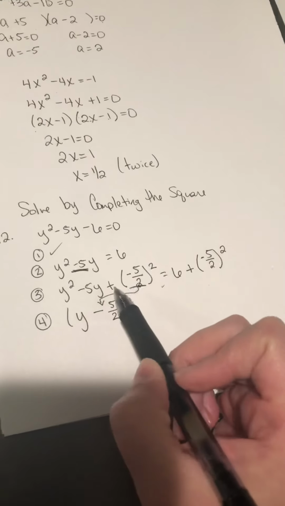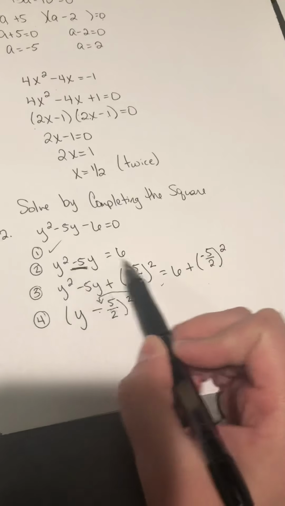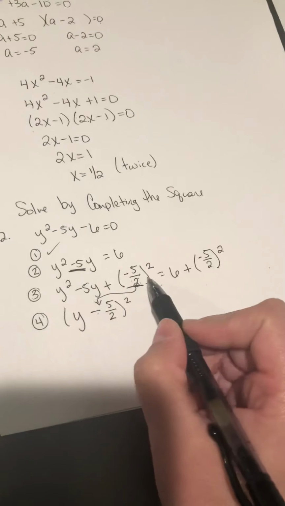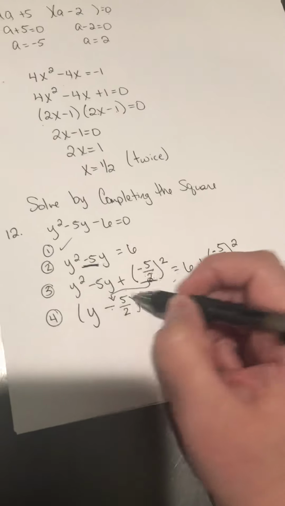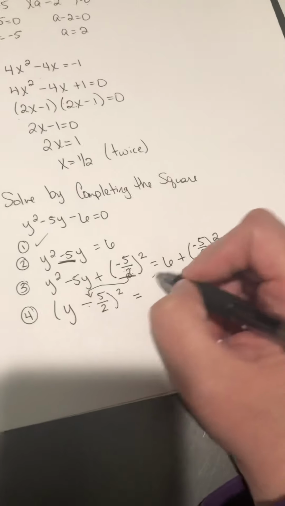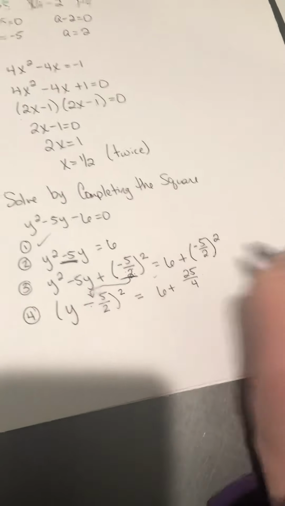Now, if this is a positive, this will be a positive. If your b term's negative, this will be a negative. So that's why I write it in parentheses. Then whatever I have in parentheses, I can just slide right down here. And then it is equal to 6 plus negative 5 squared is 25 fourths.